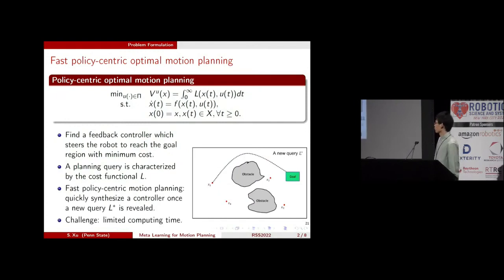Once a new query is revealed, the robot needs to quickly synthesize an optimal feedback controller. However, the problem is challenging in general. On one hand, the robot operates in real time and computation time is limited. On the other hand, computing this kind of optimal global feedback controller is time consuming.